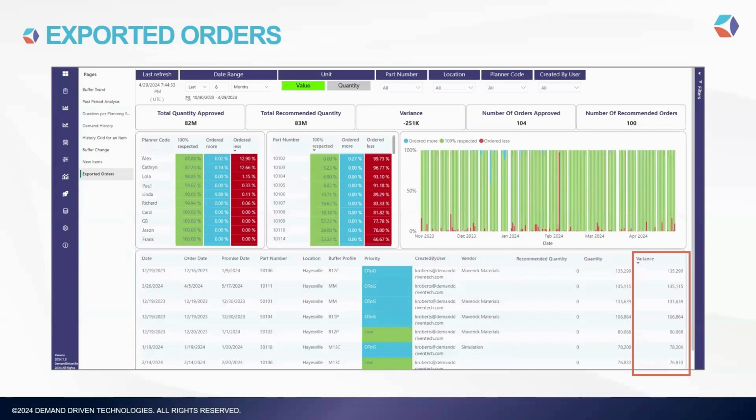So there's a lot of ways to look at your conformance, but I think this is a really good place to jump in just to make sure how people are using the system.